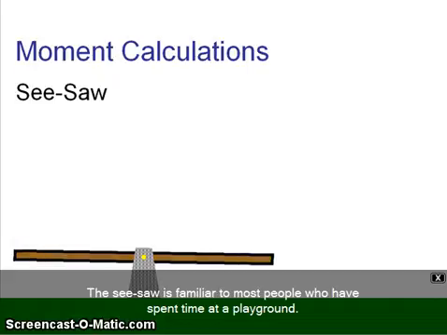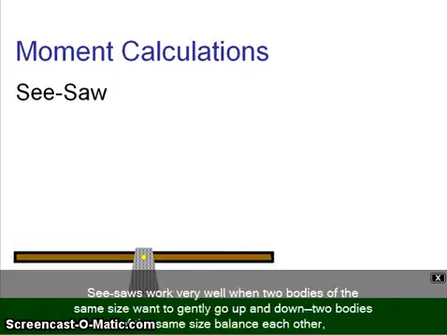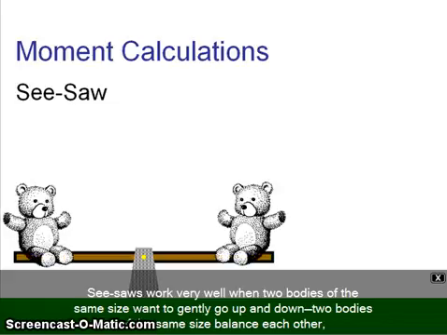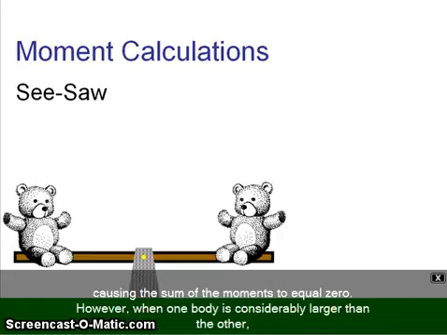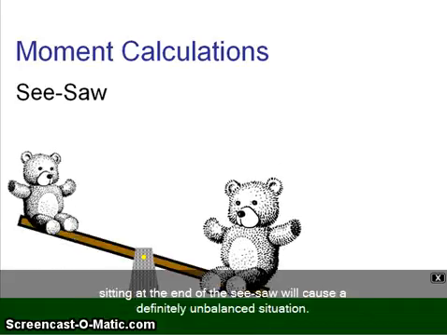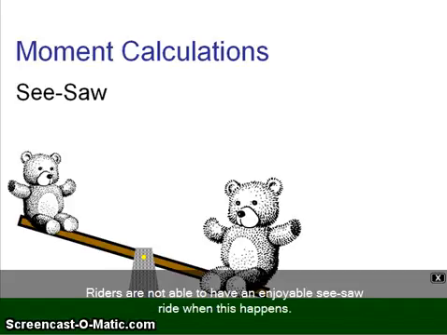The seesaw is familiar to most people who have spent time at a playground. Seesaws work very well when two bodies of the same size want to gently go up and down. Two bodies of the same size balance each other, causing the sum of the moments to equal 0. However, when one body is considerably larger than the other, sitting at the end of the seesaw will cause a definitely unbalanced situation. Riders are not able to have an enjoyable seesaw ride when this happens.